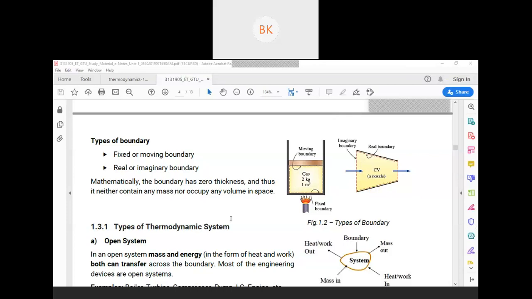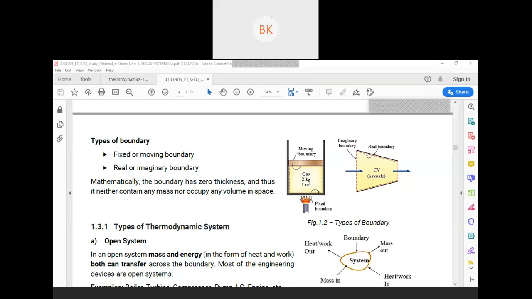If you talk about the theoretical concept, the boundary has zero thickness. That is not practically possible, but theoretically the boundary has zero thickness, and thus it neither contains any matter nor occupies any volume in space. It does not occupy any volume or any mass. There will be no mass in the boundary, as well as no volume, and it will not occupy any space in the system.